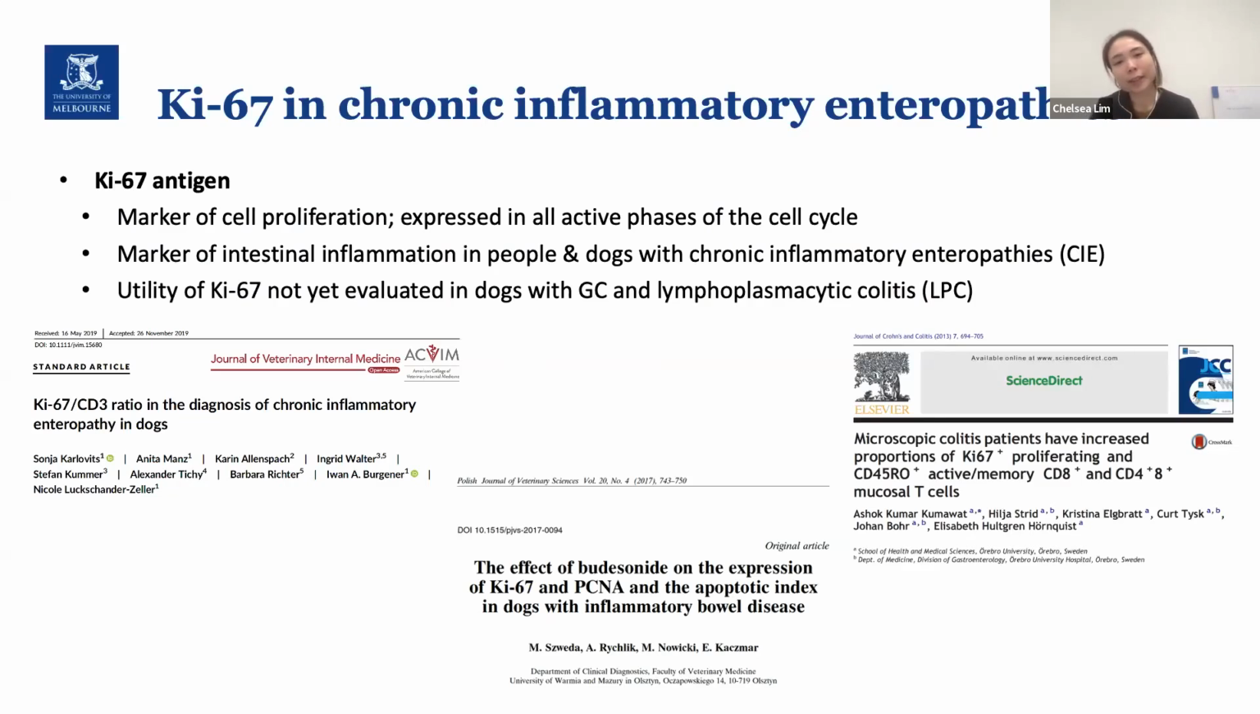Ki67 antigen is a marker of cell proliferation and is expressed in all active phases of the cell cycle. It has been evaluated as a marker of intestinal inflammation in both people and dogs with chronic inflammatory enteropathies, as highlighted in the following publications below. However, the utility of Ki67 has not yet been evaluated in dogs with GC and lymphoplasmacytic colitis at this point.